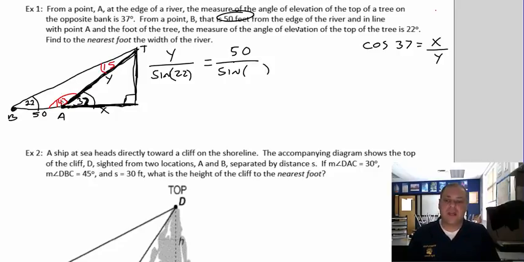So we know that these two add up to 180. We know the three angles of the triangle add up to 180. So I know this is 15. So now I can do 50 over the sine of 15, because that's the opposite angle there.